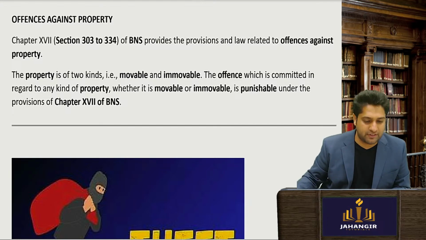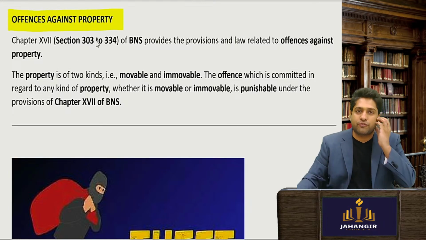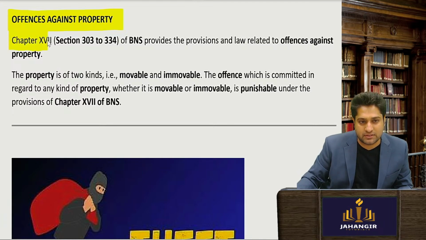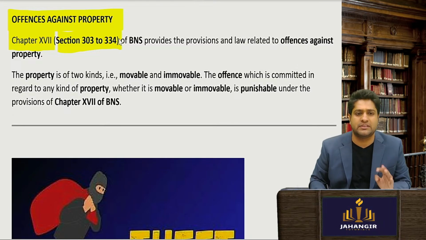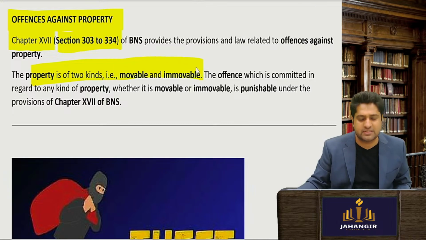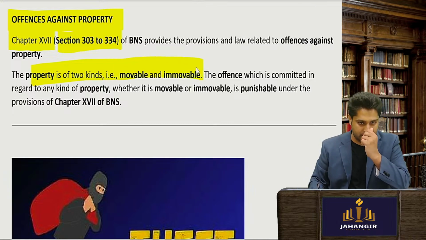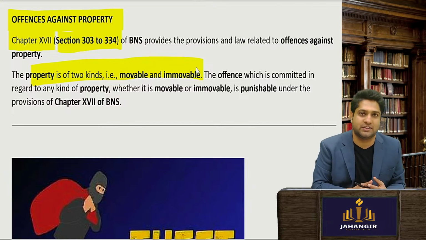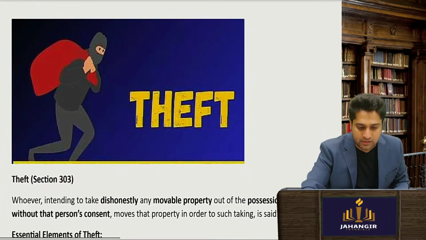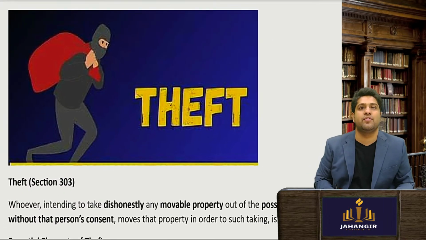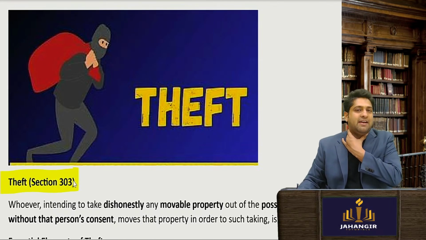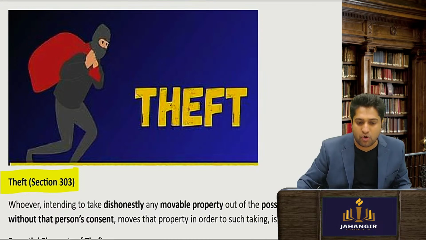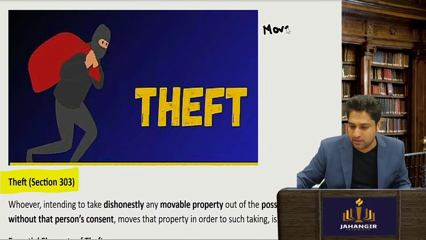Now we'll see the offenses against property. Offenses under property are given under Chapter 17, from Section 303 through 334. All the offenses we will see could be offenses against movable property or immovable property. Normally this is what we are concerned with. So let's begin. The first major offense given under the BNS is called theft. Now what do you mean by theft? Theft will always be of movable property.